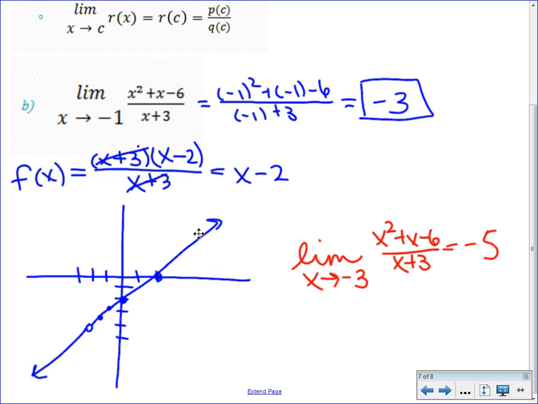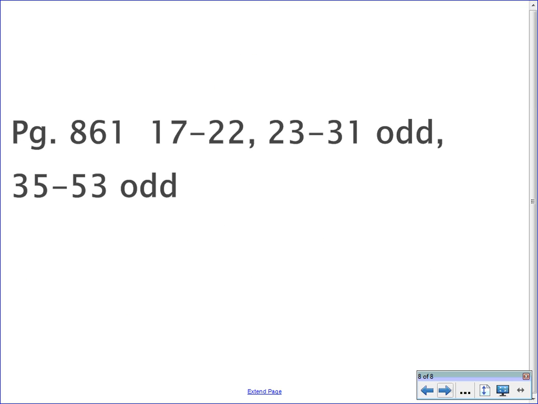All you have to worry about today is deciding whether a limit exists or not based on a graph, evaluating a limit on a graph, and evaluating a limit by direct substitution.